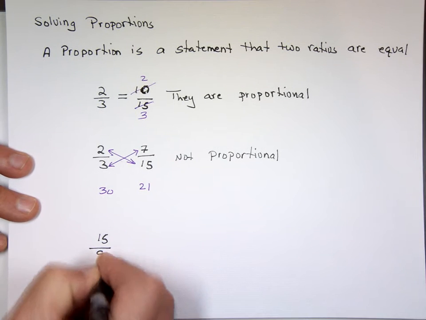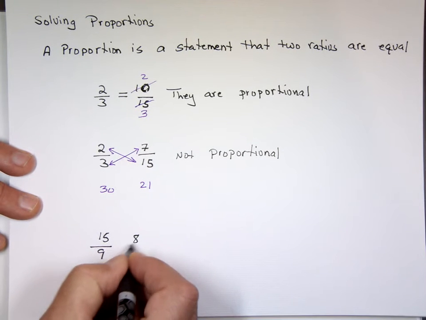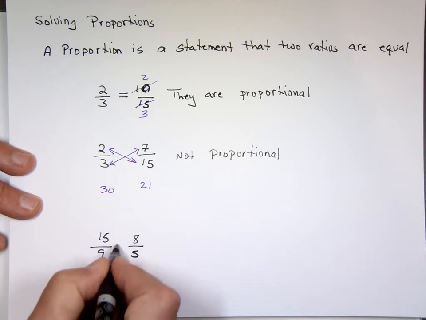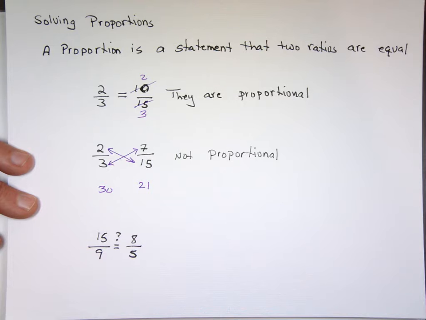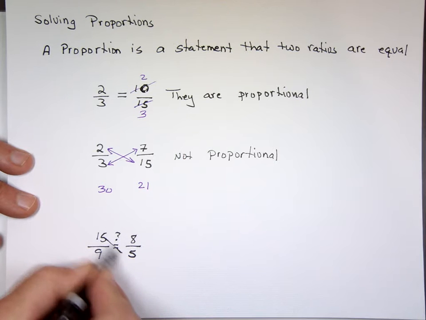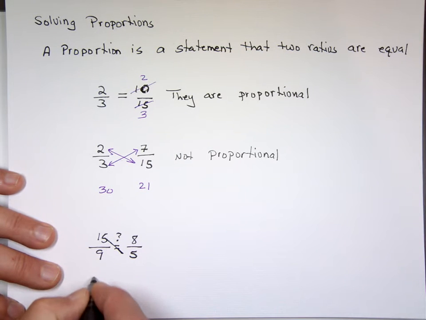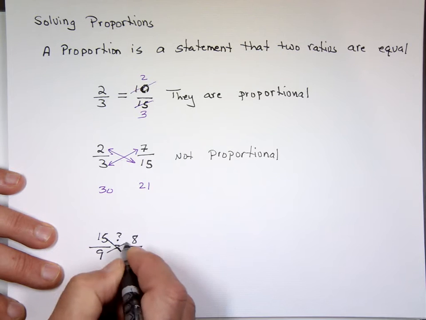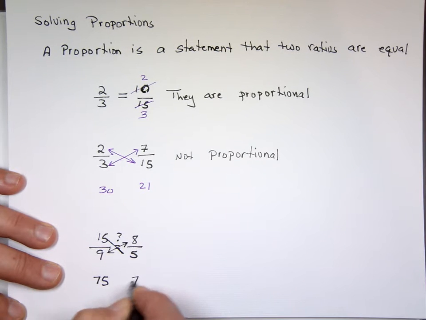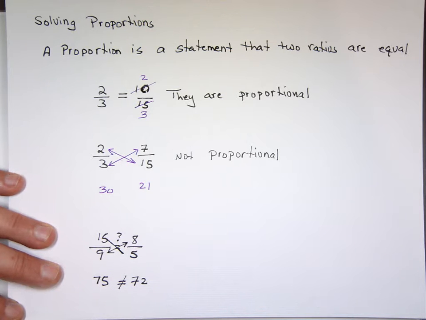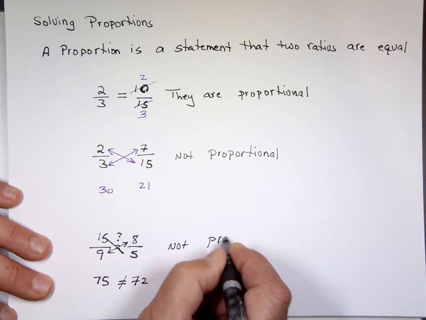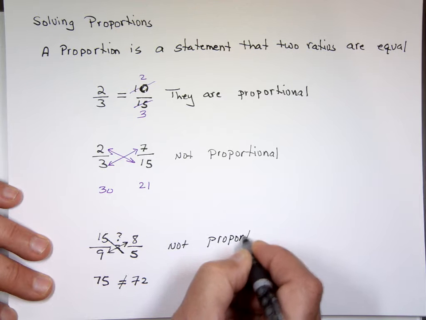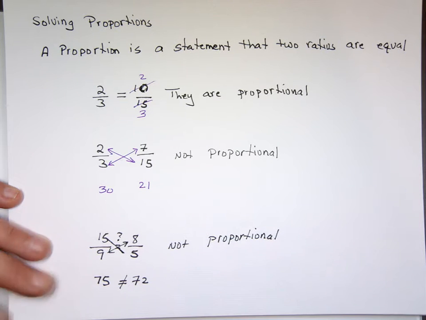15/9 and 8/5, are they proportional? So I'm asking, are they? If I cross multiply, what's 15 times 5? Is that 75? What's 9 times 8? 72. Are they equal? No. Are they proportional? No. Not proportional. So they have to equal, the same rule? Have to be. Not proportional.